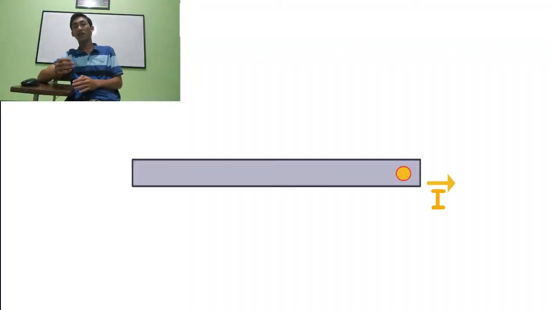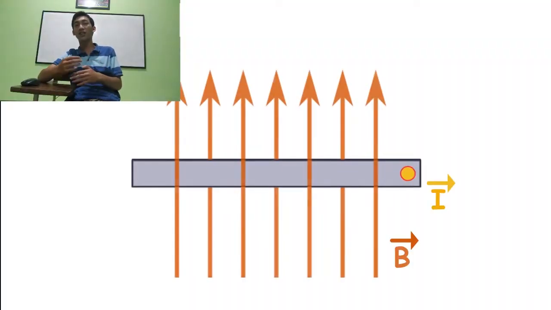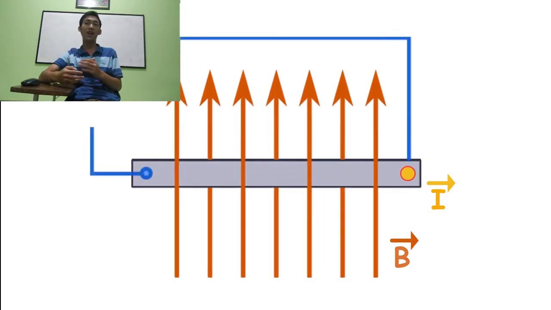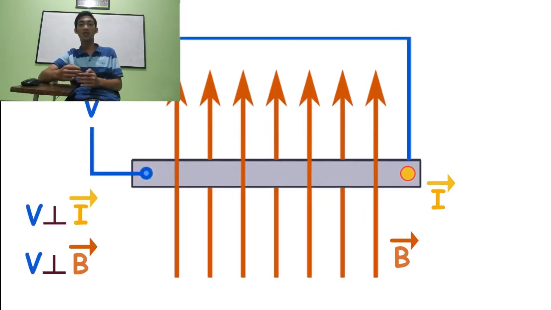The working principle of the magnetometer. The working principle of the magnetometer uses the Hall effect. According to the Hall effect, if a current carrying conductor is placed in a magnetic field, the voltage generated in the conductor is perpendicular to the current and magnetic field.